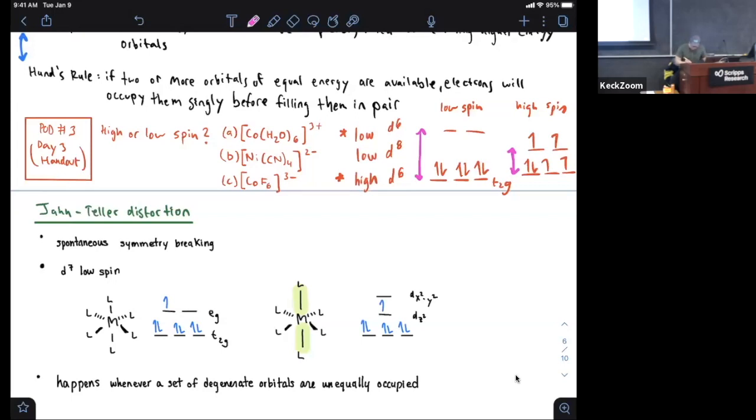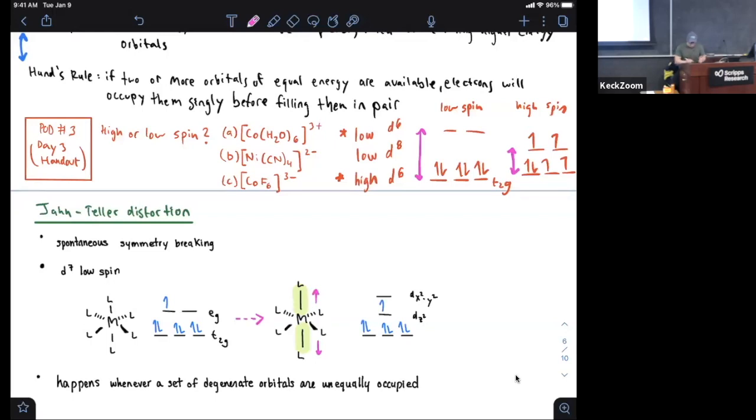So in the case of, again, this octahedral complex, Jahn-Teller distortion will manifest as broken symmetry between the dz squared and dx squared minus y squared orbital, which geometrically in terms of the complex will lead to elongation of the two metal ligand bonds that lie along the z-axis.